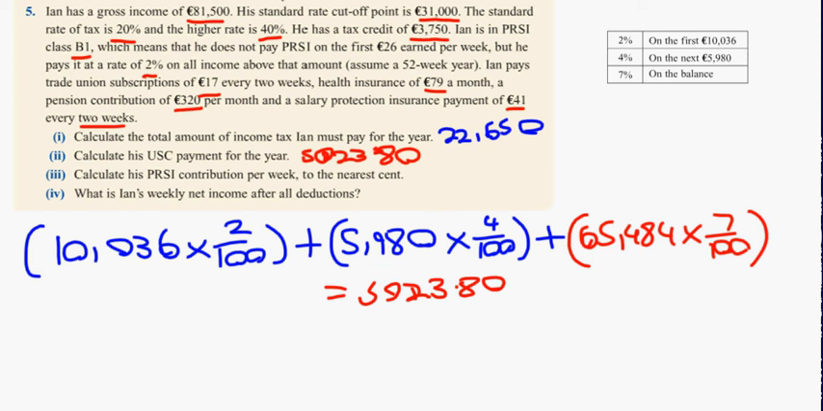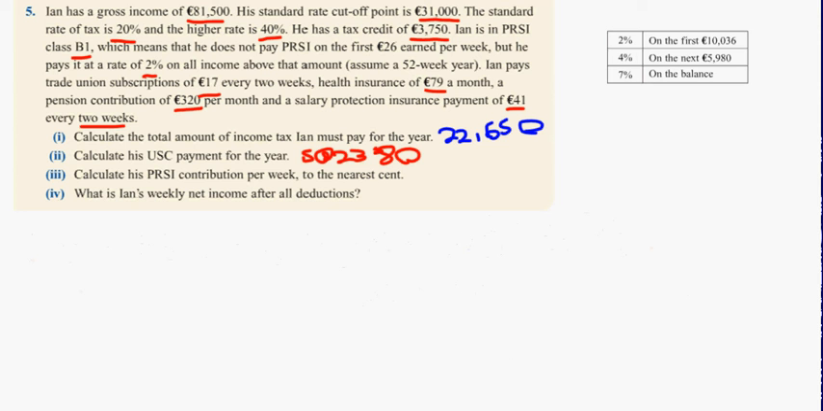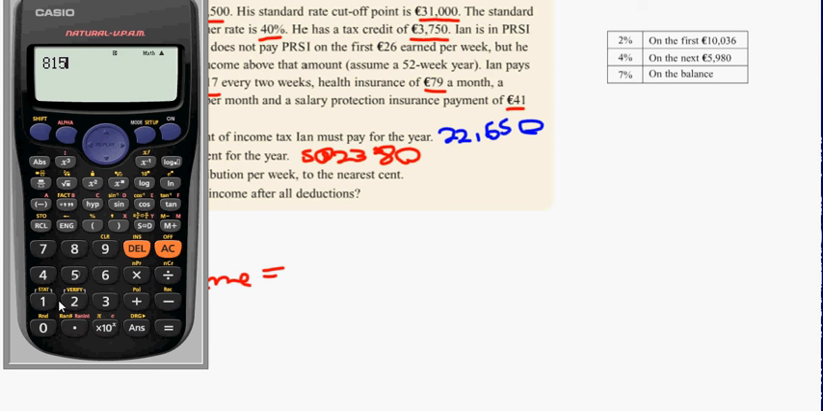Okay, now calculate his PRSI contribution per week to the nearest cent. So we're going to find out his weekly gross income. His gross income is going to be 81,500 divided by 52, and what we get here is 1,567.31.